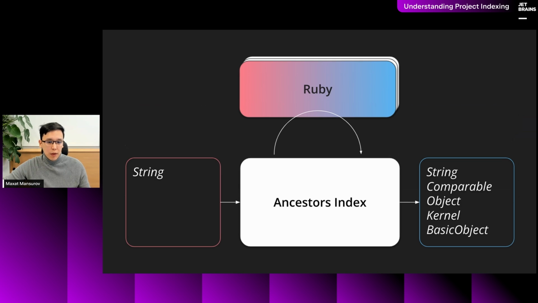So just to give an example, let's imagine that we have an index of ancestors of classes. We can pre-compute this index on the Ruby standard library. And later in our code, we can ask this index, give me all the ancestors of a String object. And it will just give you all the classes like String, Comparable, Object, Kernel, BasicObject, all the ancestors. This is what we expect. So I hope this gives you an idea of what an index is and why it is useful.